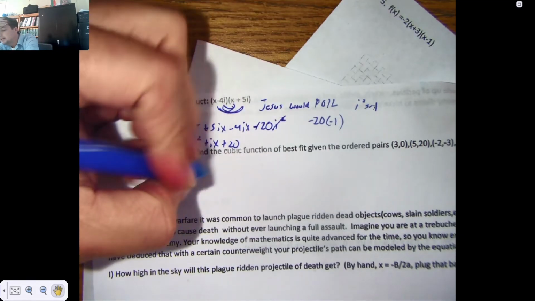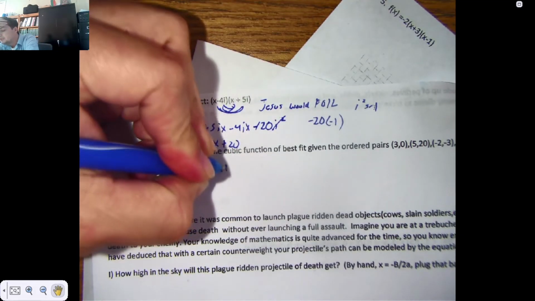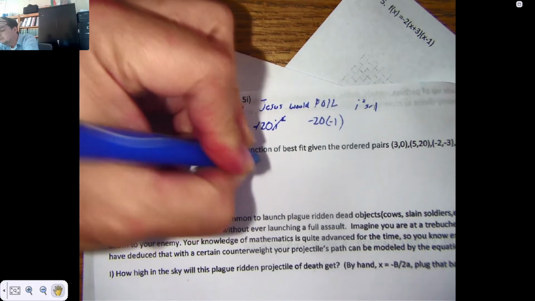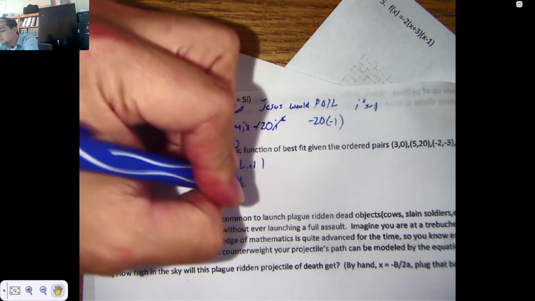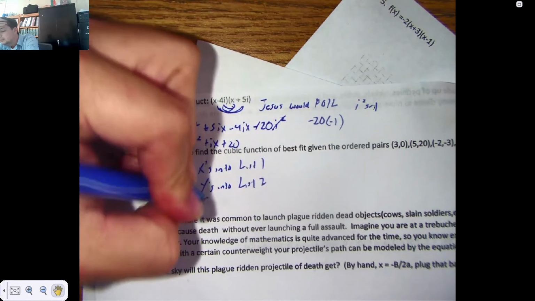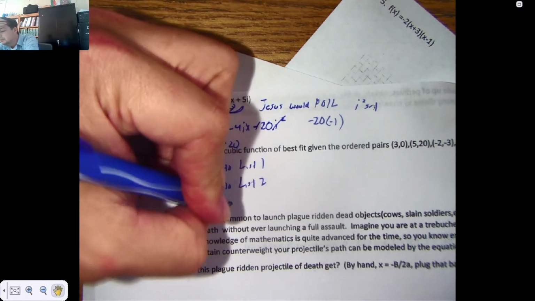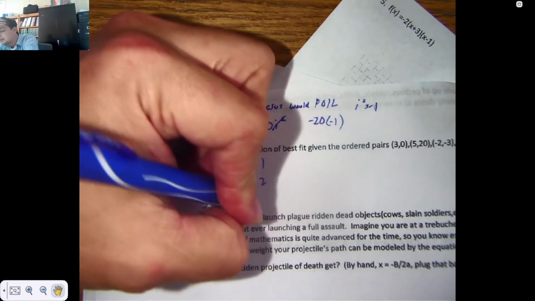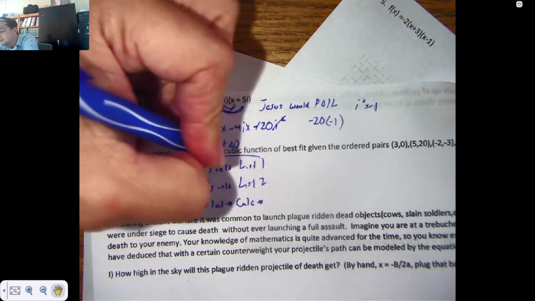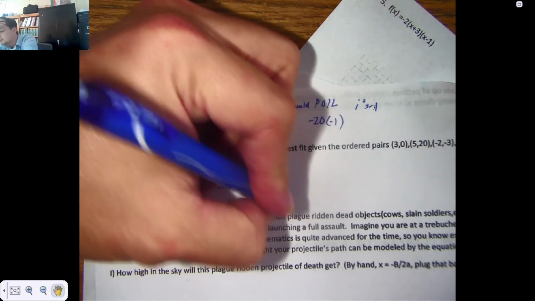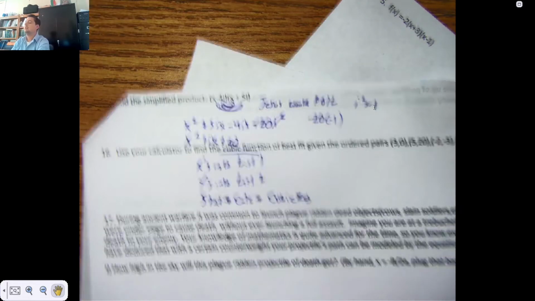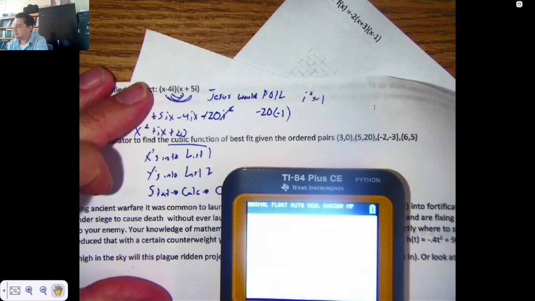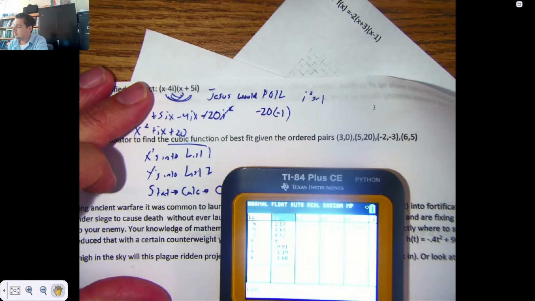You're going to throw your x's into list 1. And you're going to throw your y's into list 2. Then you're going to go to stat. You're going to arrow over to calc. And because it's a cubic function of best fit, you're going to do cubic regression. That's all you're going to do. It's one of those easy problems. So stat, edit. Let me clear out all my stuff.